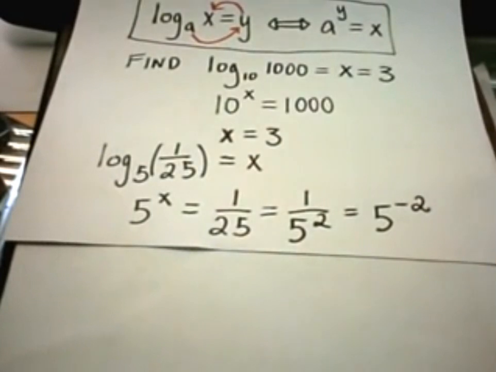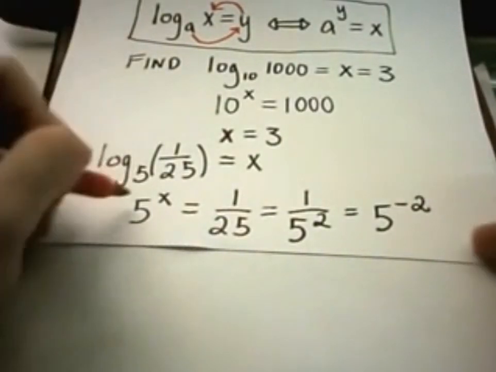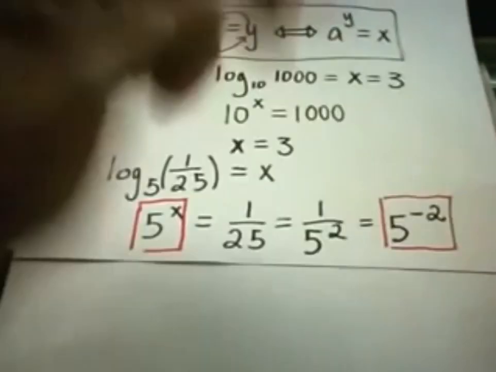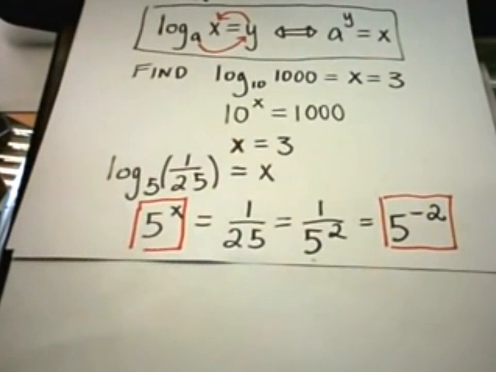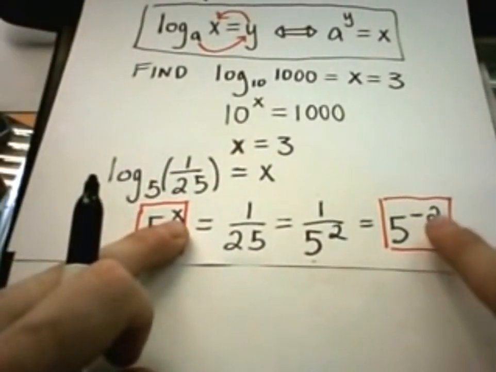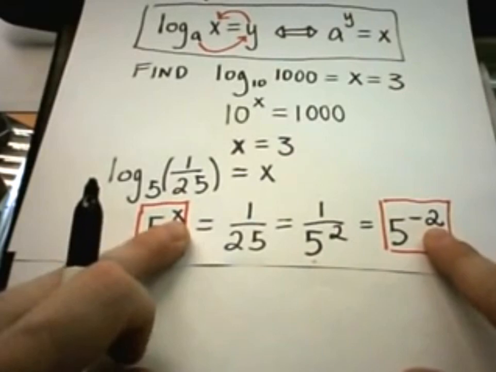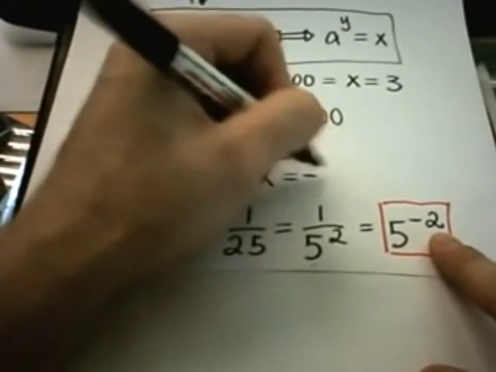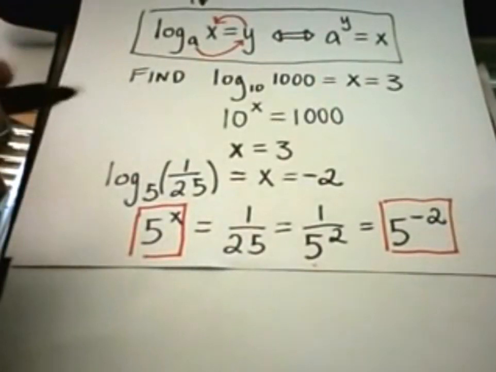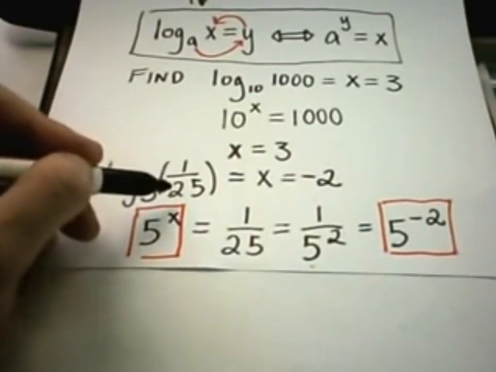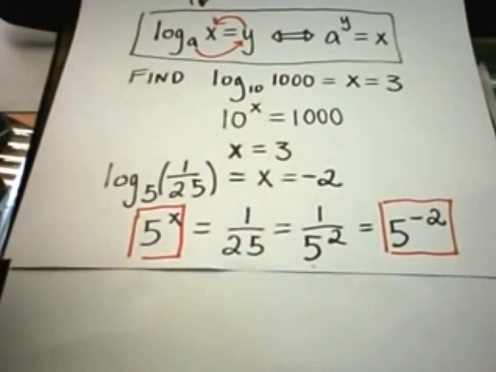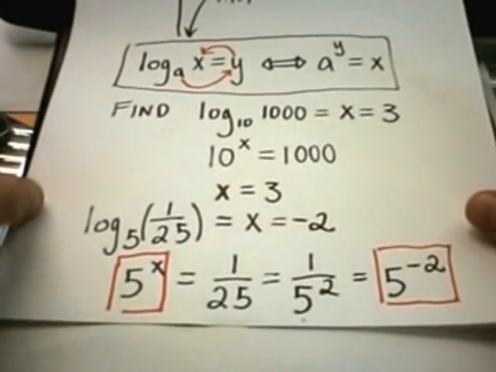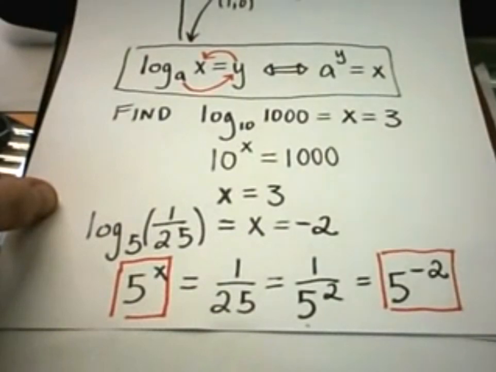So if you look at the left side, it says 5 raised to some power has to equal 5 raised to the negative 2. Well, in that case, the powers must be equal, so x equals negative 2, and we're finished. So again, log base 5 of 1 over 25 is a fancy way of writing the number negative 2. Alright, so those are the first basic properties you'll want to know with logarithms.